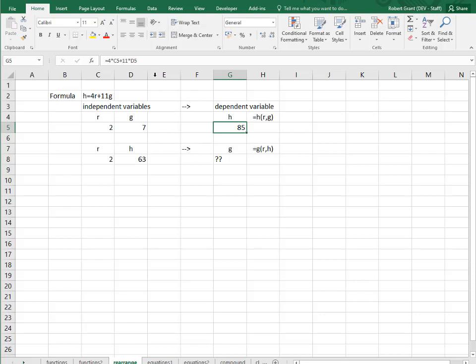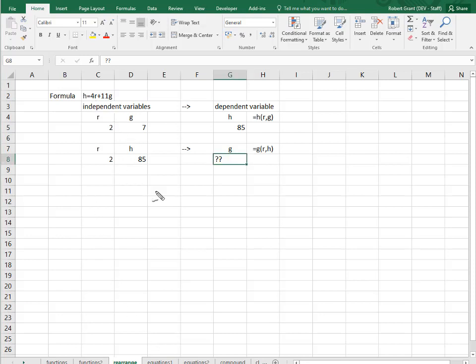But what I want to know is, is it possible to rearrange the equation so that g becomes a function of r and h? Which means that if 2, 7 gives me 85 here, that means that if I put in here 2 and 85, I want a function that takes me back to g, the correct value of 7. So something that undoes the function and gives me back g again. So in other words, I need to rearrange this to make g the subject. It's just a bit of a revision of basic maths.